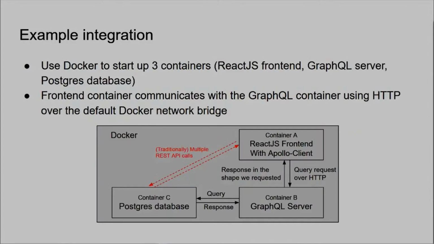Here is an example integration we have for our project, where we use Docker to start up 3 containers. One for the front end, one for GraphQL, and one for the database itself. We communicate with the GraphQL server from the front end using HTTP requests over the Docker network bridge, and GraphQL handles retrieving the data. Traditionally, multiple REST API calls would have to be used between the client and the database to retrieve the data we want, and further shaping it into useful responses for consumption.